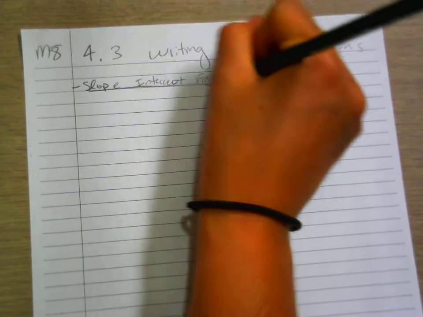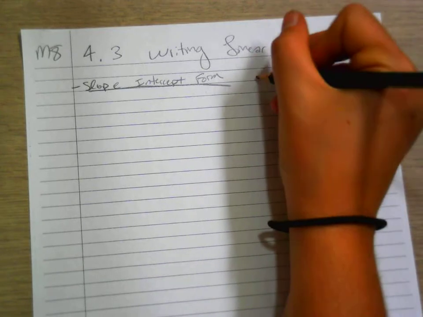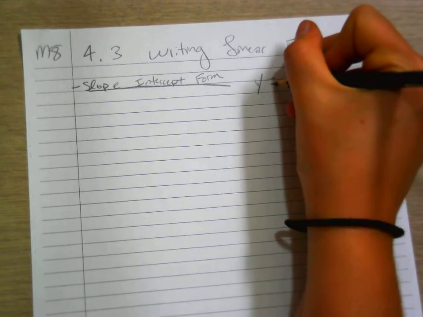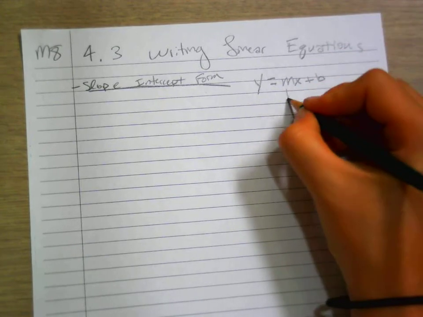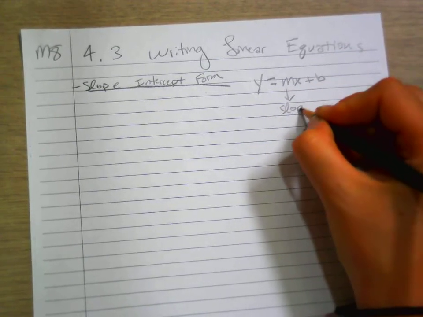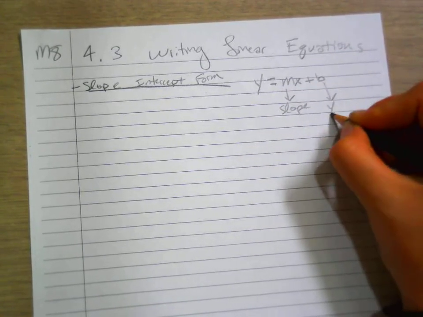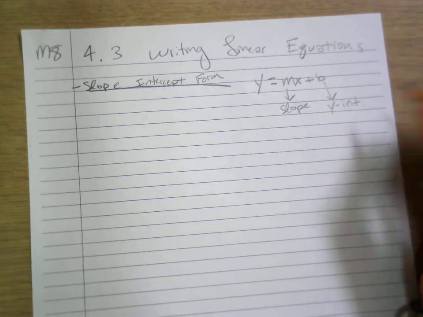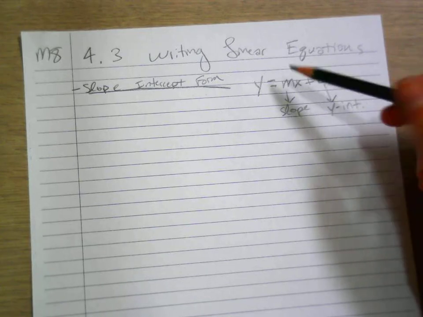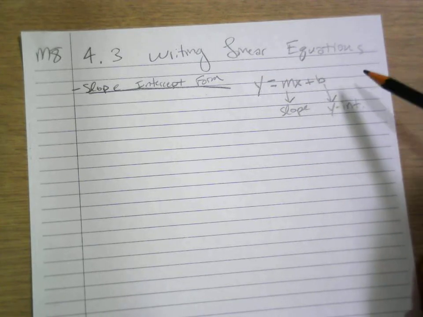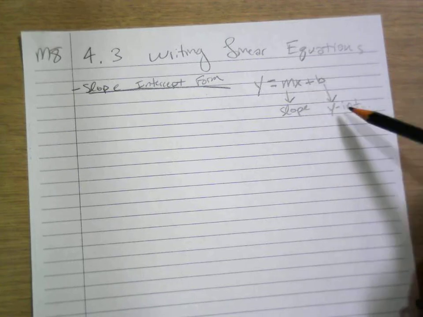So in slope-intercept form, this is the equation: y equals mx plus b. So remember, m is the slope, and b is going to be the y-intercept. So if we're given an equation, we can convert it to this form where it's y equals mx plus b, and then we'll automatically know slope and y-intercept.